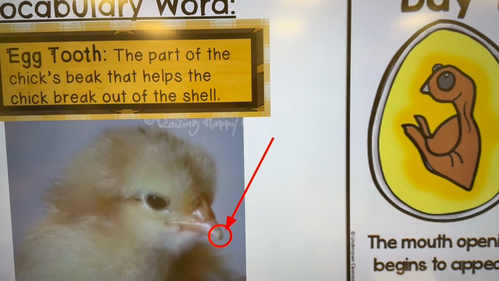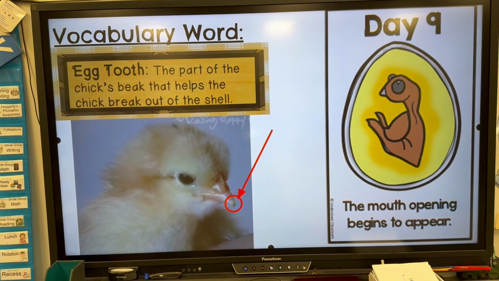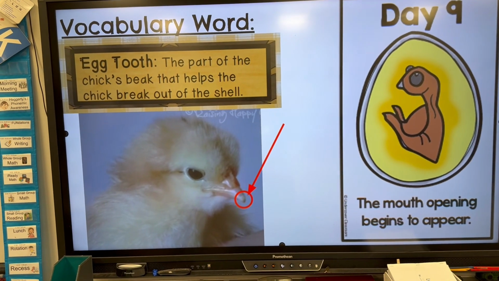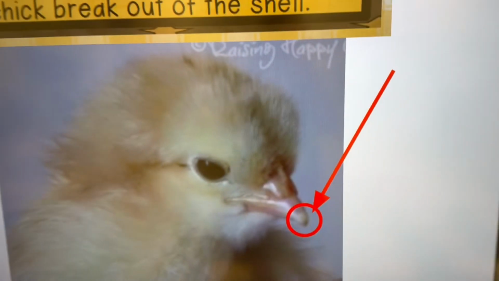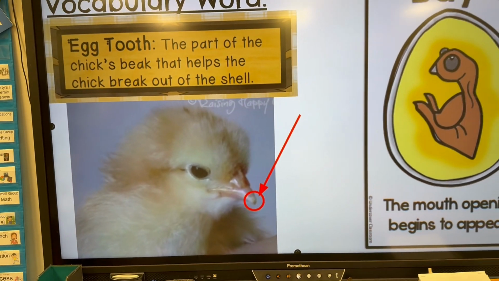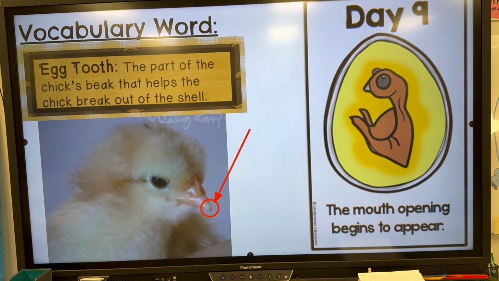We have the egg tooth. We started talking about this yesterday. The egg tooth is a part of the chick's beak that helps the chick to break out of the shell. It is on the tip of his beak, and it's only there for 24 hours before he hatches and 24 hours after he hatches. So this is day 9.